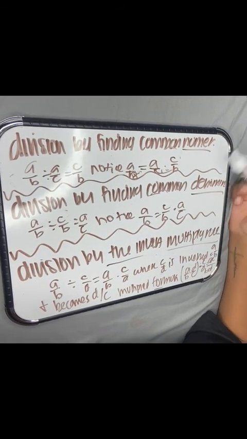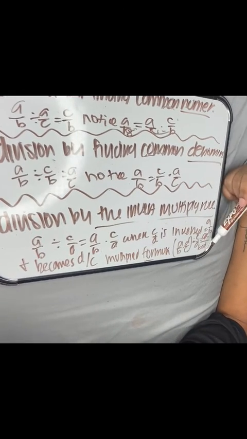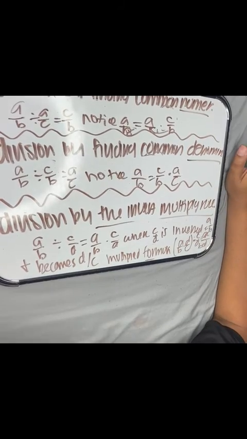And for division by the invert and multiply rule, you have a over b divided by c over d, where c over d is inverted and becomes d over c, multiplied by a over b. The formula is a over b times d over c, times c over d, equals adc over bcd, equals a over b. And these are the exact same thing I just showed y'all before with the example using actual fractions and numbers.